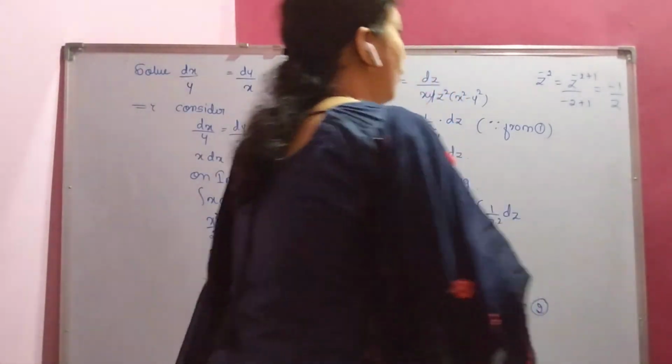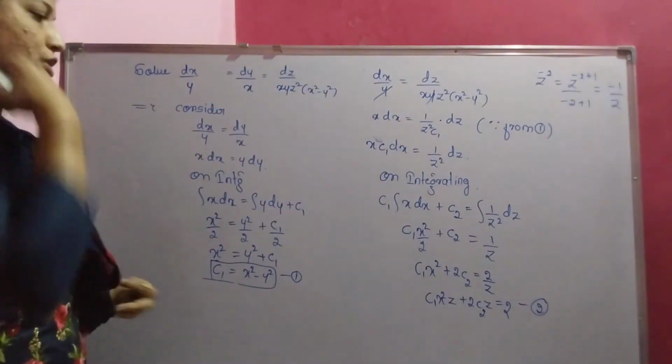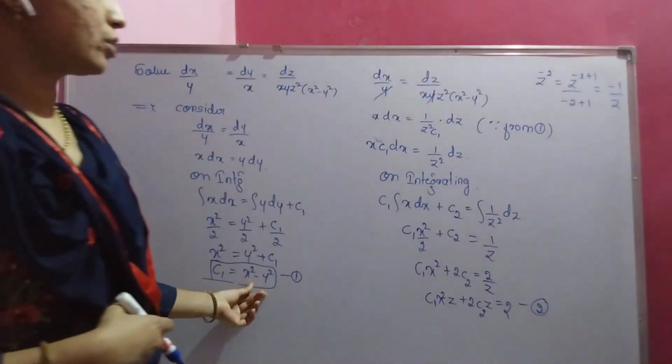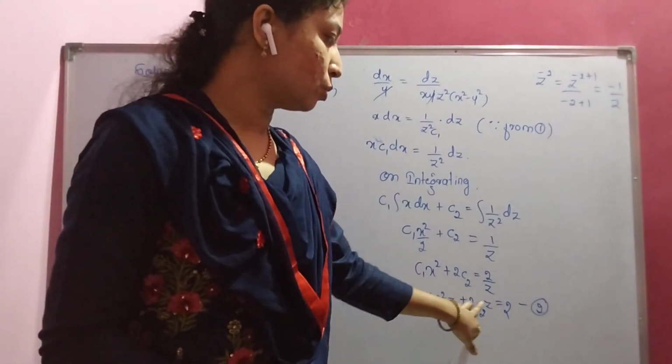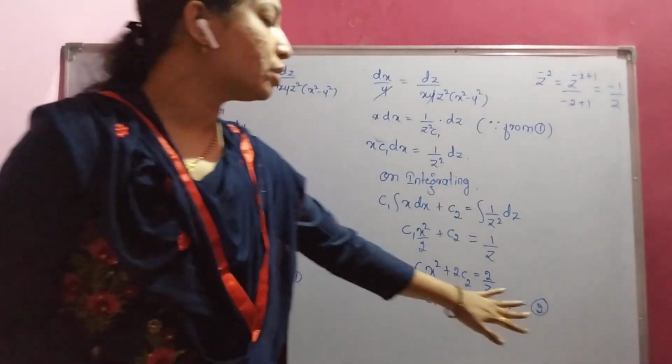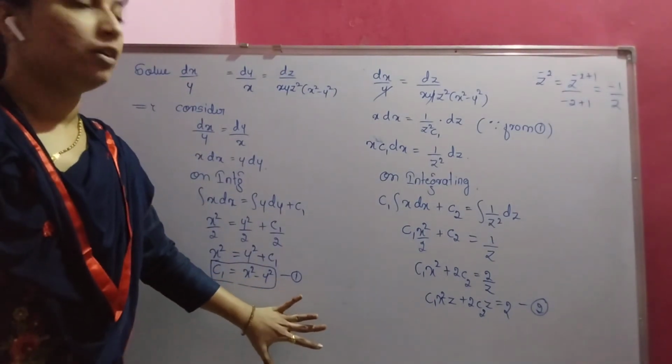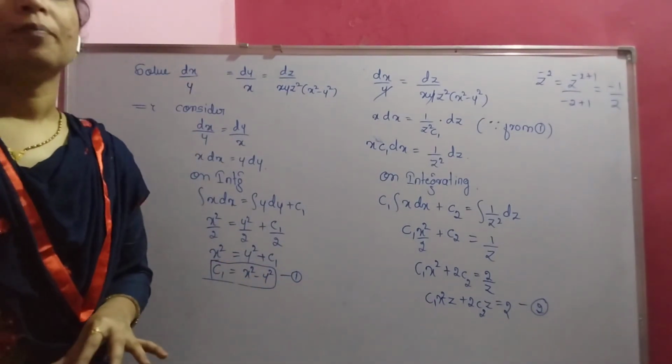So equation 1 and equation 2 give the solution. Equation 1 is c1 is equal to x square minus y square, and equation 2 is c1 x square z plus 2 c2 z is equal to 2. These two equations are the solution of the given equation.